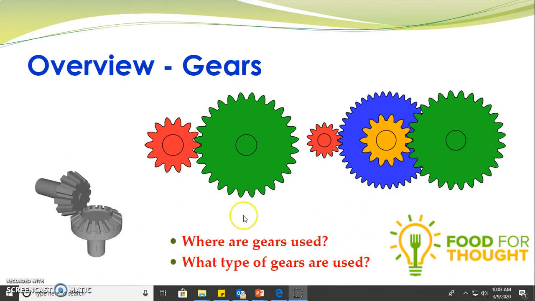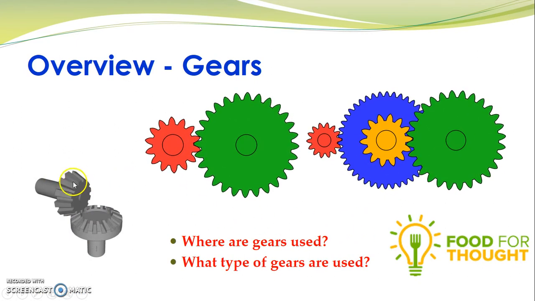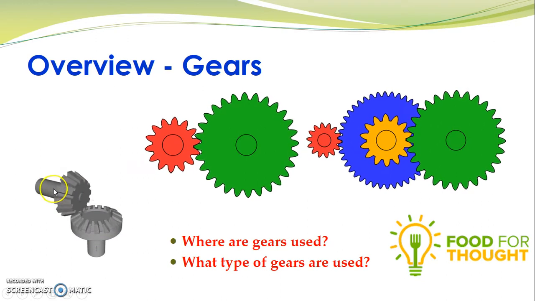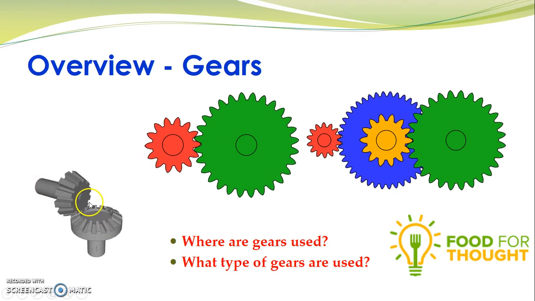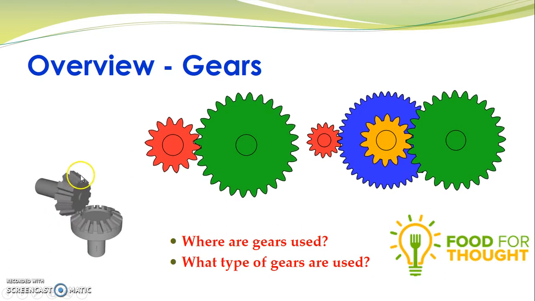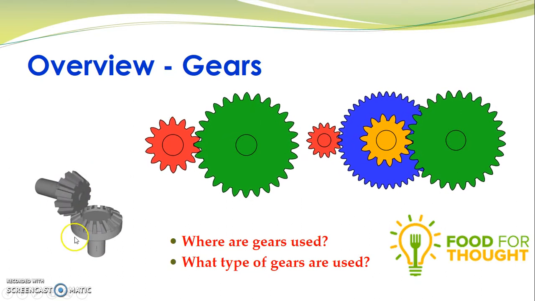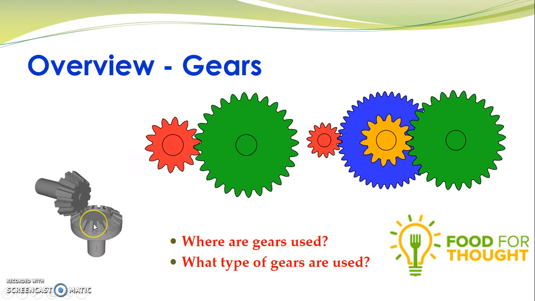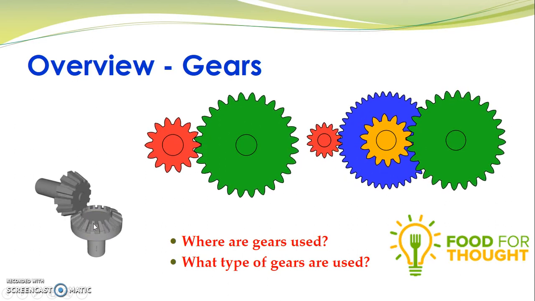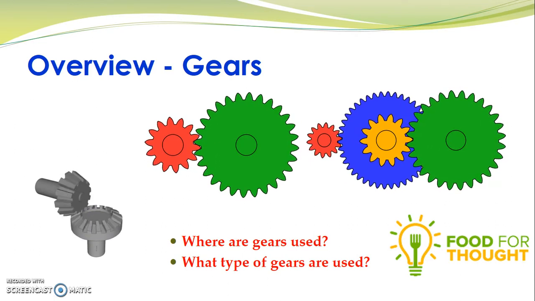We have different types of gear systems over here. So this is a bevel gear which can be used to change the axis of rotation. This gear is rotating in the vertical plane and this gear is rotating in the horizontal plane. So you can use bevel gear systems to change the axis of rotation.